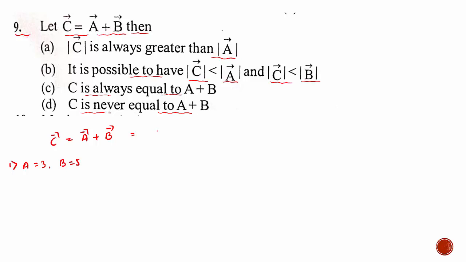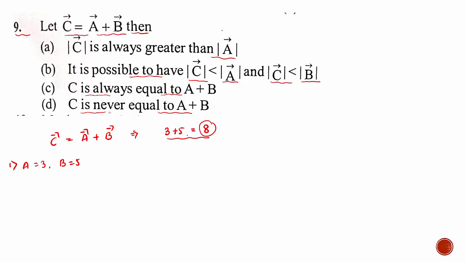I will write the answer as A plus B is equal to C. Here we will get the answer, that is 3 plus 5 is equal to 8. What does this answer indicate? The answer C, this C value is greater than B but not A.